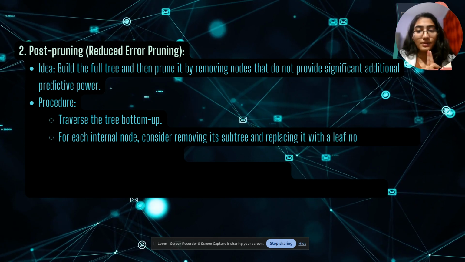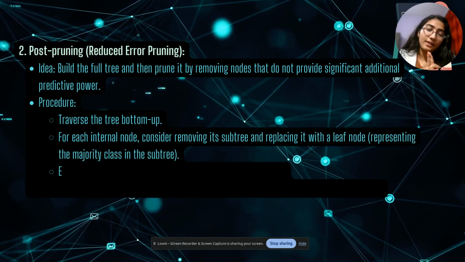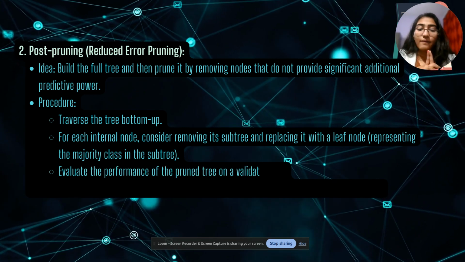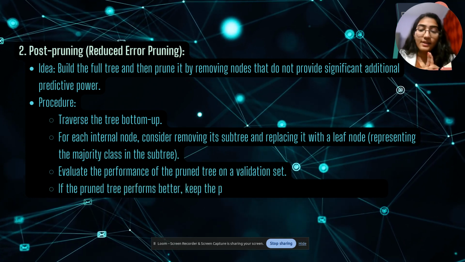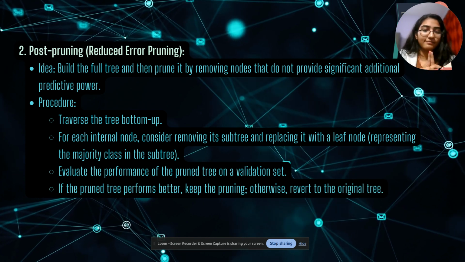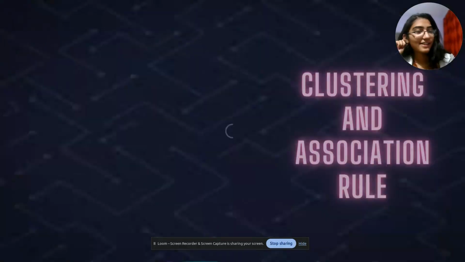Traverse the tree bottom up. For each node, consider removing its subtree and replacing it with a leaf node representing the majority class in the subtree. Evaluate the performance of the pruned tree on a validation set, and if the pruned tree performs better, keep pruning. Otherwise, revert to the original tree. That's it.